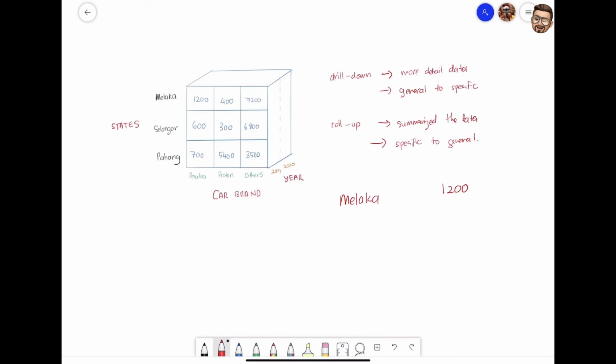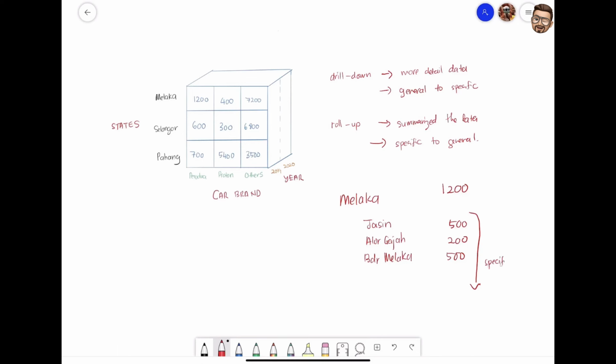the cities that we have in Melaka, maybe we have Jasin, let's say Alor Gajah, and also Bandar Melaka. Okay, so let's say we have these three different branches in Melaka. So if we drill down, maybe the sales in Jasin is 500, the sales in Alor Gajah is 200, and the sales in Bandar Melaka is 500. So it means you go down from general to specific.